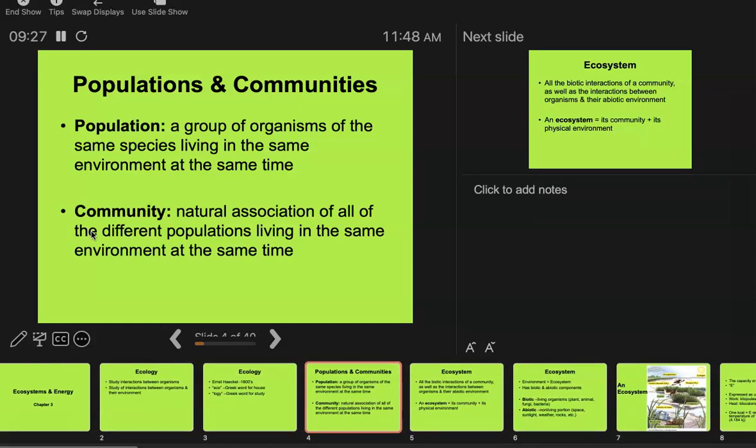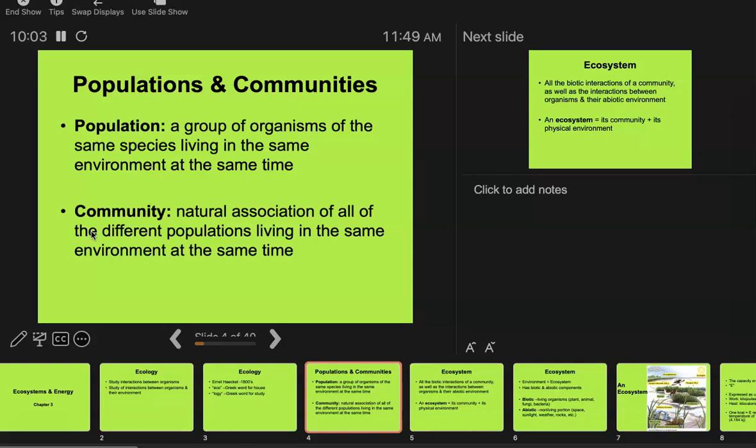Before we can talk about an ecosystem proper, we have a few more vocabulary words to get across. Two of those are population and community. What is the difference? All right. A population is a group of organisms of the same species living in the same environment at the same time. So we talk about the squirrel population, or the population of Utica. They're not counting the squirrels, they're counting the people. Population is specific.